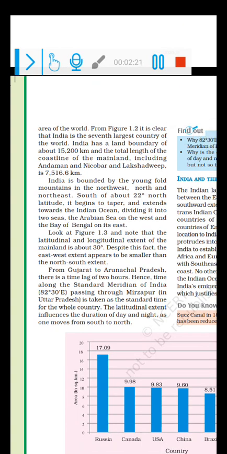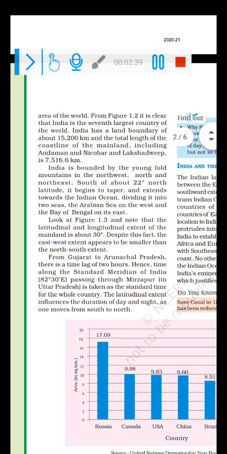Now, in the north, if you see the map of India, you will see that in the north we have the huge mountain ranges of the Himalayas. So they are the folded mountains. Why are they called folded mountains? Because they have been formed due to the pressure, the intense force that had been generated due to the collision of the Indian plate and the Eurasian plate.